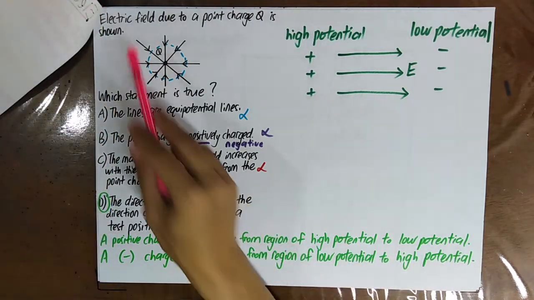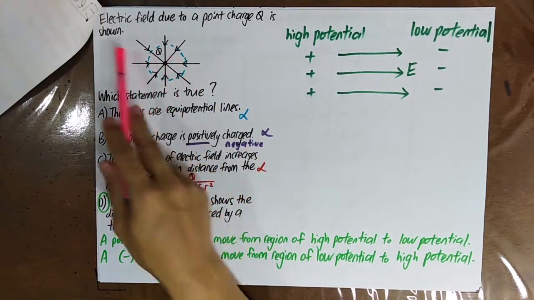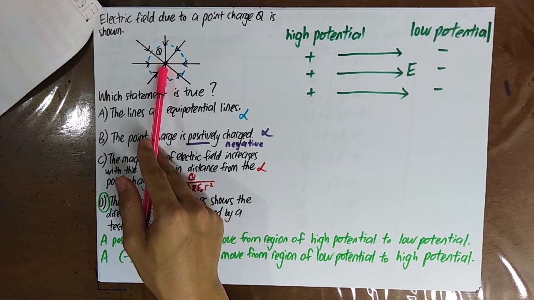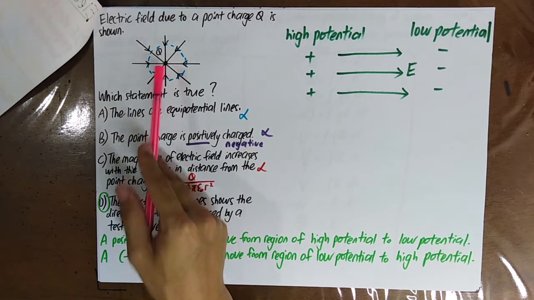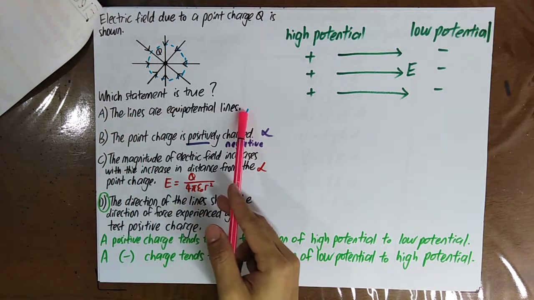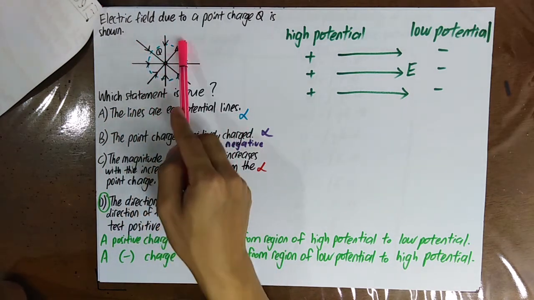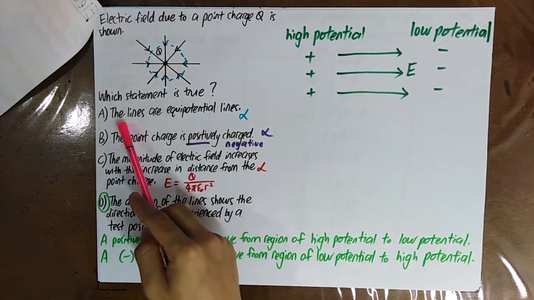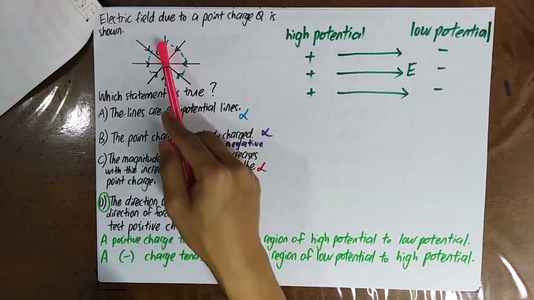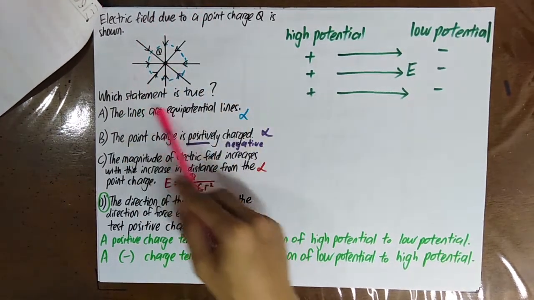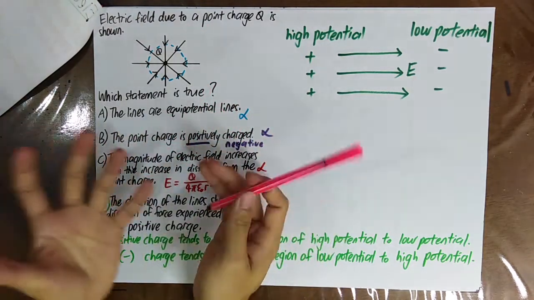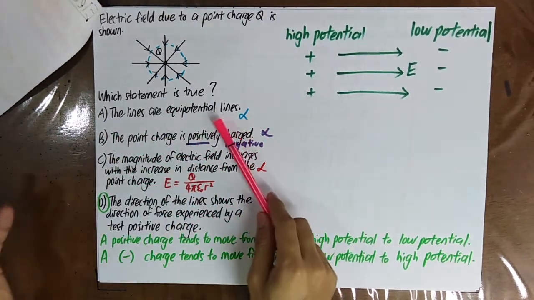Let's do a question. Electric field due to a point charge Q is shown. The electric field points towards the point charge Q. That means the point charge must be negatively charged. Sorry, the lines shown are electric field lines. If you want to draw the equipotential lines, then the equipotential line should be this, the blue one. Normally we don't call it an equipotential line, we call it an equipotential surface, because it's really a surface instead of a line.